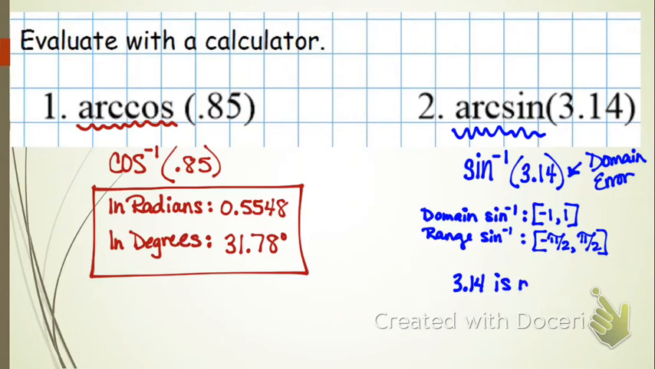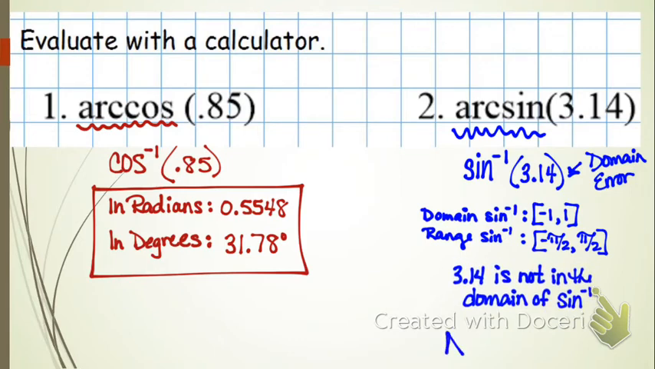3.14 is not in the domain of inverse sine. It's too big. So this is undefined or not defined. No solutions, if you will. I do not care whether you write not defined or undefined. What does the prefix un mean? Not. So if you write not defined, it's exactly the same thing as undefined.